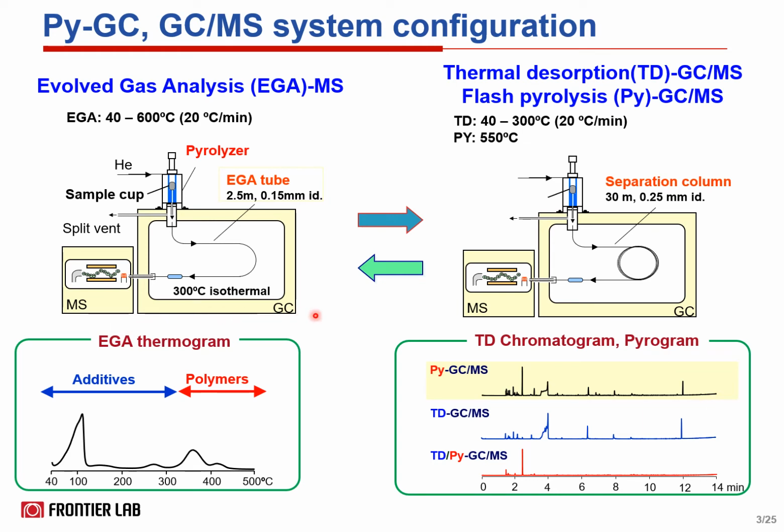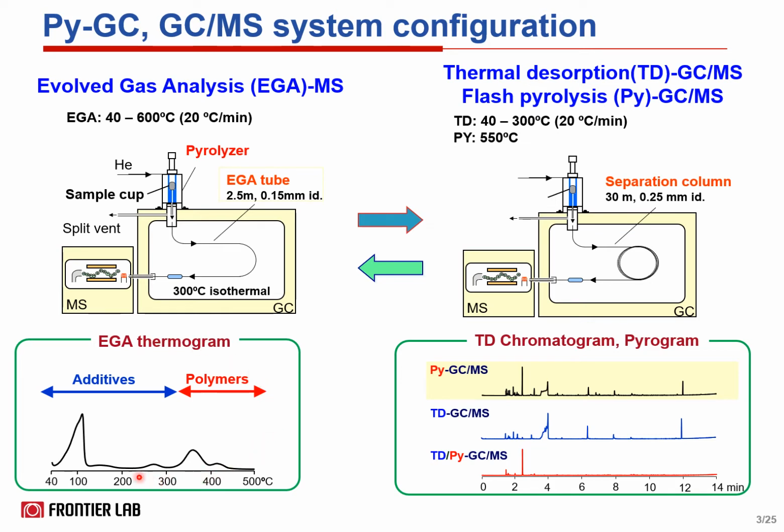So here, 2 analytical methods are used with this system. One is evolved gas analysis, EGA-MS, that uses a 2.5 meter column without stationary phase instead of a separation column. EGA is a method in which the sample is heated in the pyrolyzer and the gas evolved at each temperature is monitored by mass detector to obtain the thermal characteristics of the sample.